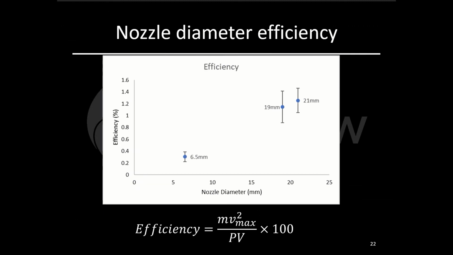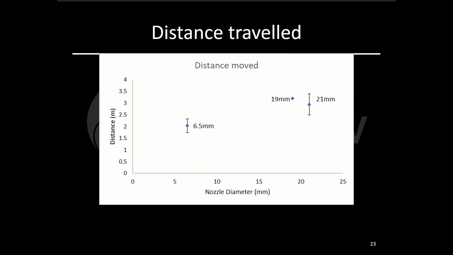And for the nozzle diameter efficiency, you can see our small one really isn't efficient at all. However, our higher ones appear to be a lot more efficient based on the data that we took. So here's our distance travelled graph. You can see that our 6.5 millimeter hasn't travelled super far, but as you can see in our 19 millimeter and 21, they've done a lot better in terms of distance, making them more efficient.